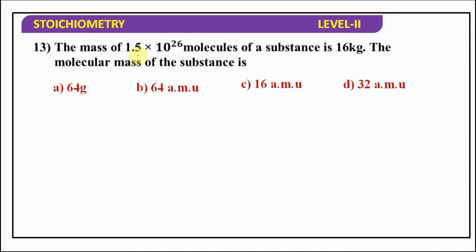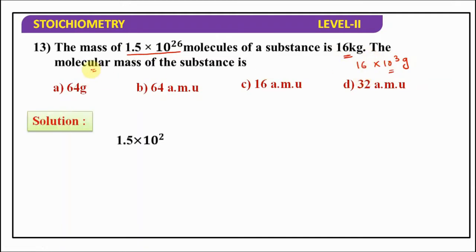The mass of 1.5 into 10 to the power of 26 molecules of a substance is how much? 16 kg or 16 into 10 to the power of 3 grams. Why? Because 1 kg is 1000 grams. That's why. Molecular mass of the substance: as you know, molecular mass is the mass of Avogadro number of molecules. So 1.5 into 10 to the power of 26 molecules will be equal to 16 into 10 to the power of 3 grams.